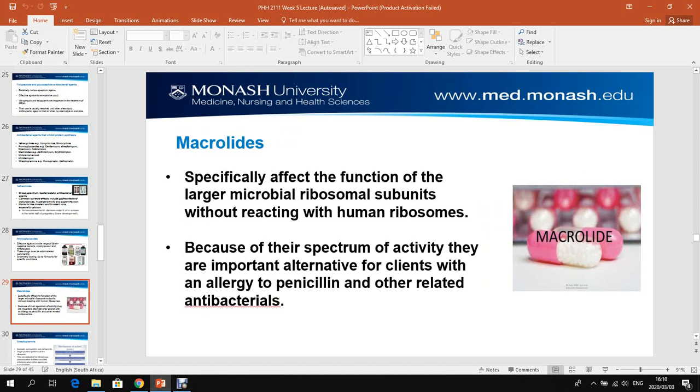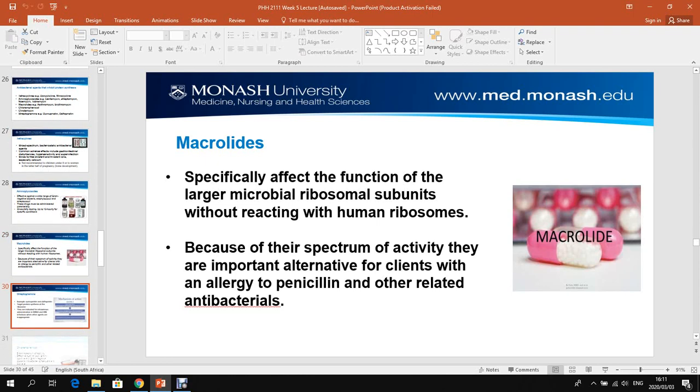Then the next group of drugs is called macrolides. These are basically drugs that specifically function by attaching themselves to the large ribosomal subunits. And when they do that, they inhibit protein synthesis. Also, because of their spectrum of activity, they are important alternatives for clients with an allergy to penicillin or other related antibacterials. So in a situation where a client has allergies to other drugs, this is a good alternative.